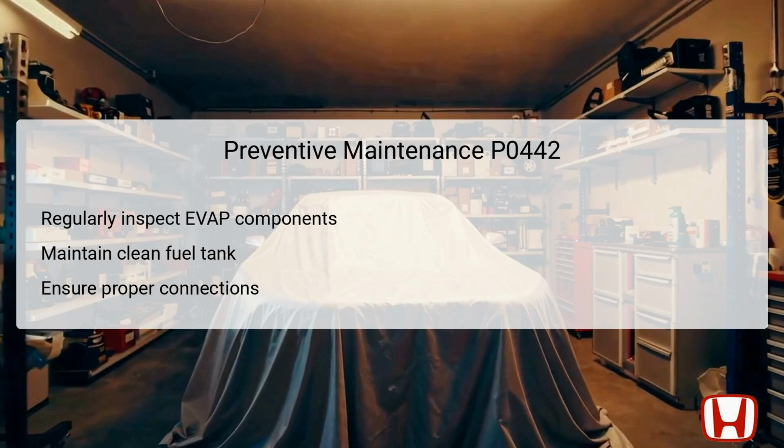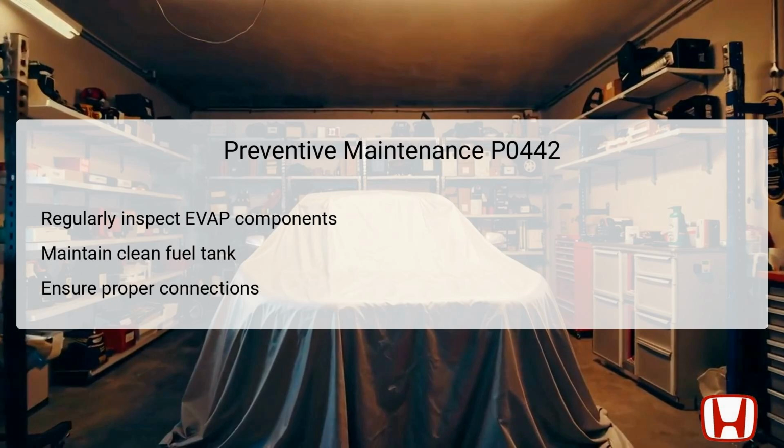Preventive maintenance is essential to minimize the risk of future issues related to the EVAP system and error codes like P0442. Regular inspections of the EVAP components, including hoses and valves, can help identify potential problems early and mitigate costly repairs down the line. Additionally, ensuring that the fuel tank remains clean, free from debris, and well-maintained contributes to the long-term efficiency of the entire fuel system.